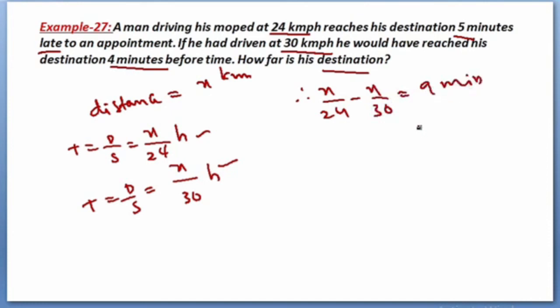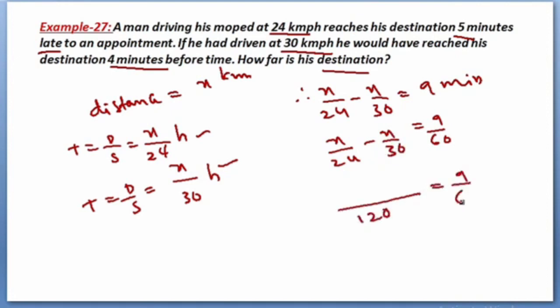You should convert 9 minutes to hours, so divide 9 by 60, because these are both in hours. So x by 24 minus x by 30. Now take the LCM of 24 and 30, and you will get 120, which is equal to 9 by 60.